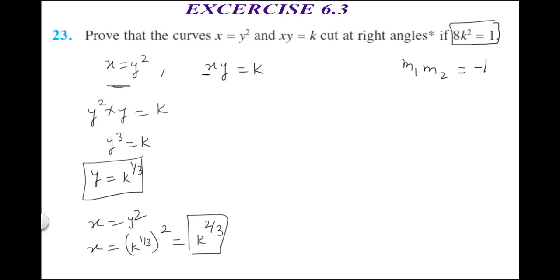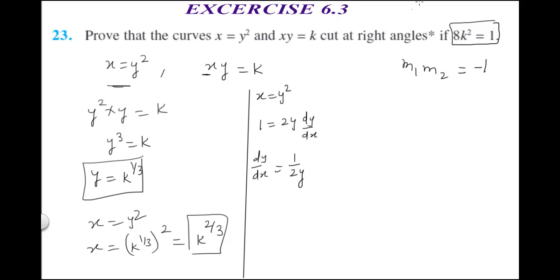Now let us find the slope of both the curves. So the slope of the tangent in both the curves, the first one is x equals y square. So we get 1 equals 2y dy by dx. So the slope here is dy by dx equals 1 upon 2y, right? Similarly, we can find out the other slope. Let us just find that in this section.